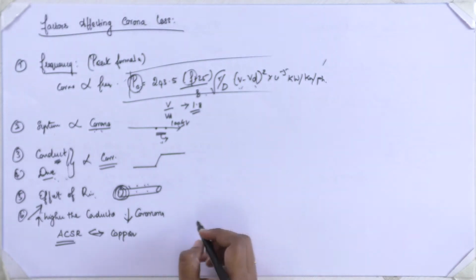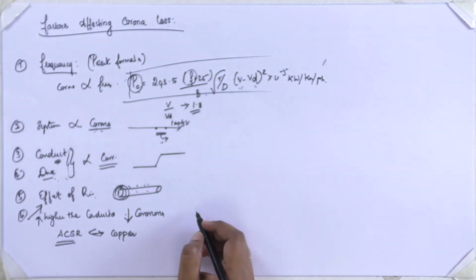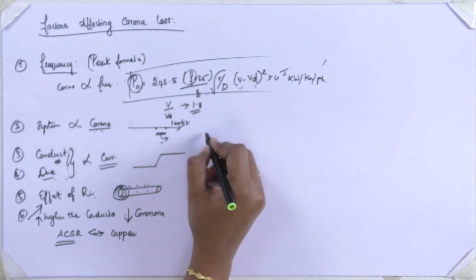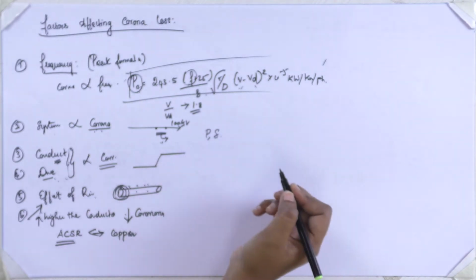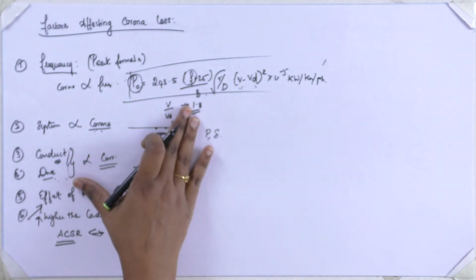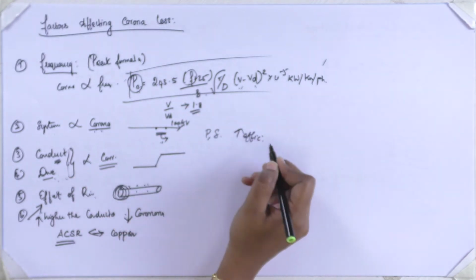Accounting for these factors, we have to determine the conductor radius, density, and other parameters which are affecting it, such as the atmospheric pressure and also the density. Accounting for this, we have to decide some factors to reduce the corona loss and to increase the efficiency of the transmission system.